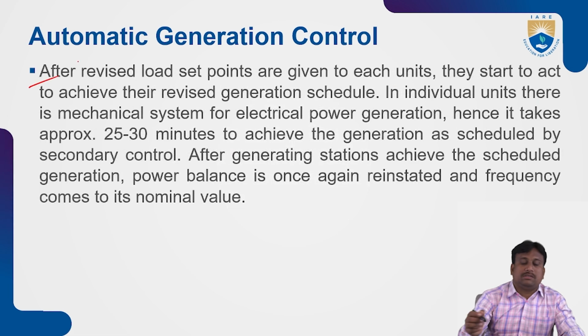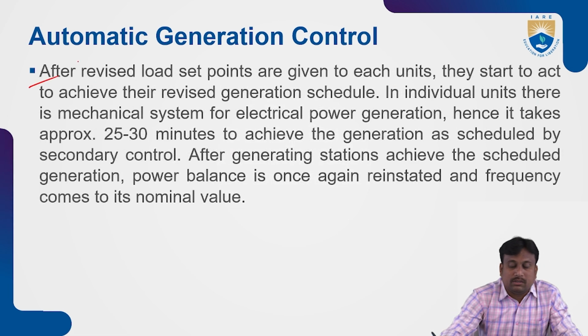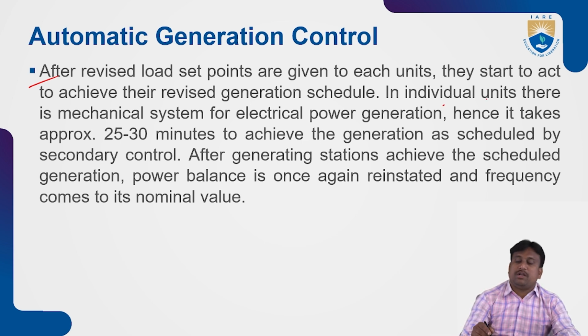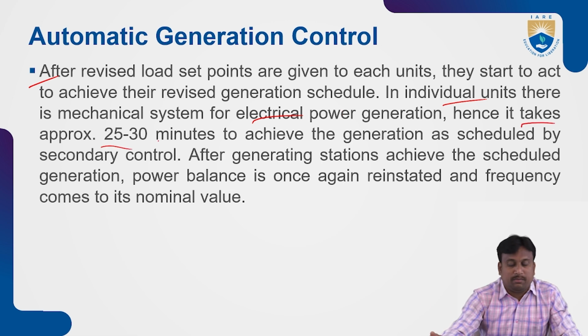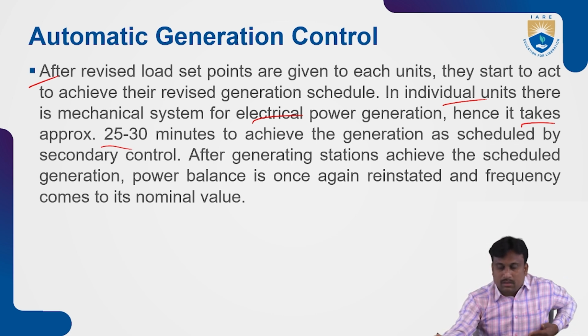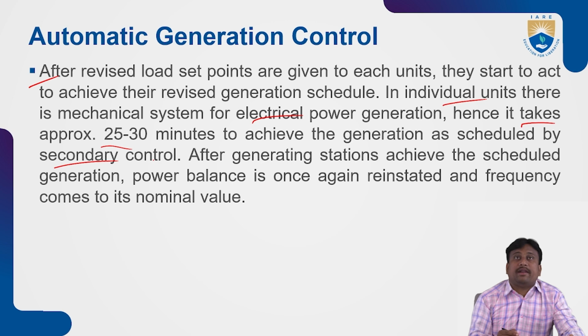So coming to this, after revised load set points are given to each unit, they start to act to achieve their revised generation schedules. That means in individual units, there is a mechanical system for electrical power generation. Hence, it is going to take approximately 25 to 30 minutes to achieve the generation as scheduled by secondary control.